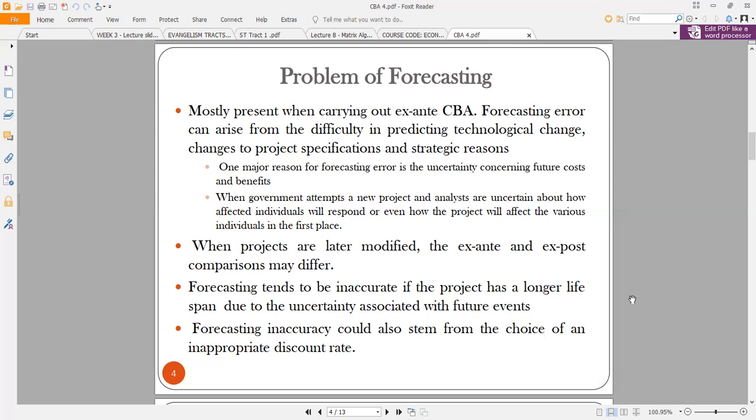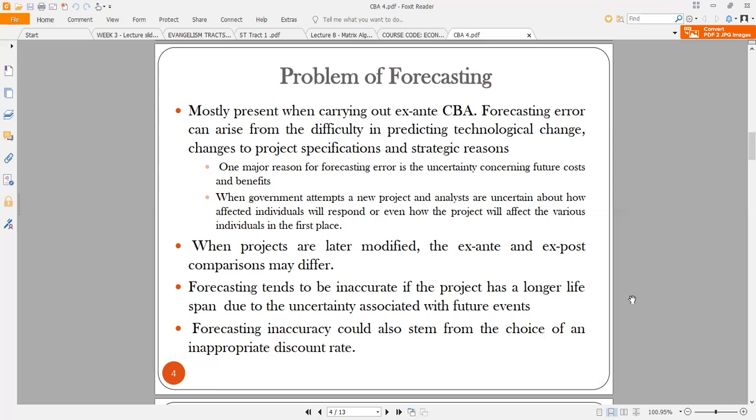Okay, so whenever we have forecasting error, it means there's going to be a difference between the ex-ante and the ex-post CBA, because the ex-ante gave the predictions, but during the course of the project, there were some technological changes or some strategic changes, and we didn't actually realize what was stated in the ex-ante. So when the ex-post CBA is done at the end of the project, we realize that some of the impacts that were stated in the ex-ante weren't actually realized, or even if they were realized, they were not just as they were stated in the ex-ante. So we tend to have that issue with the comparison.